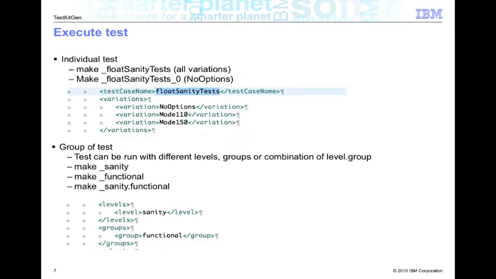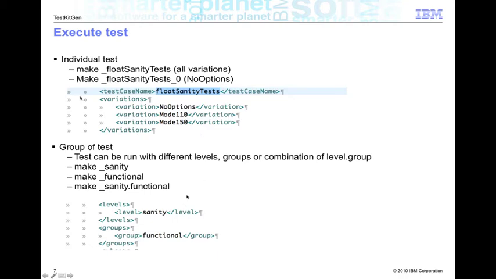To execute test, we can execute an individual test. Here is a flow sanity test block defined in the playlist.xml, so we can do make -- flow sanity tests. That will run all the variations defined here. But we can also run a specified variation by appending the test name with a certain number, such as _0. Here means no options. If we append with _1, means mode 110.